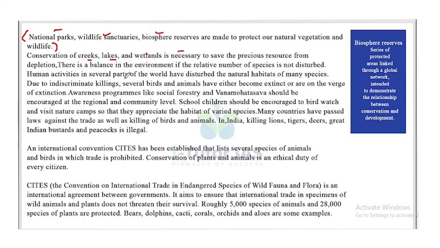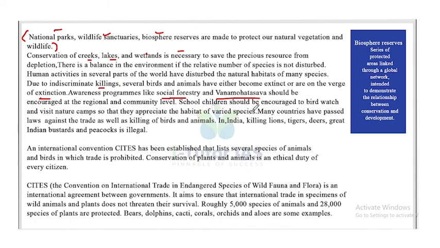Human activities in several parts of the world have disturbed the natural habitats of many species. Due to indiscriminate killing, several birds and animals have either become extinct or are on the verge of extinction. We already know about the Asiatic cheetah. It already went extinct, but now we have introduced it back to India from Africa. Awareness programs like social forestry and Van Mahotsav should be encouraged at the regional and community level.